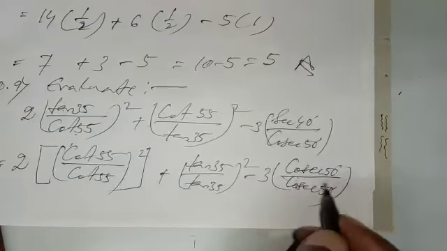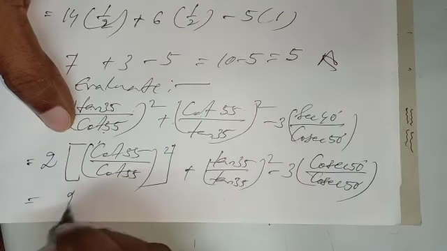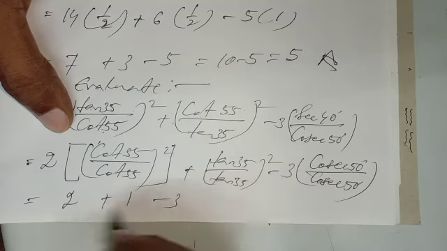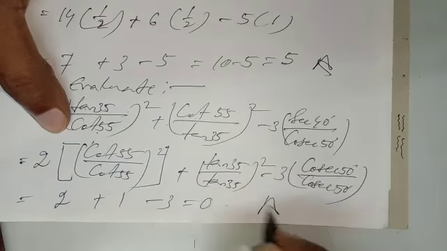Now see how much you are getting. This will be 2, 1 whole square, 1, and this is also 1, minus 3. 2 plus 1, 3 minus 3, how much? 0. This one, number 9, is also completed.